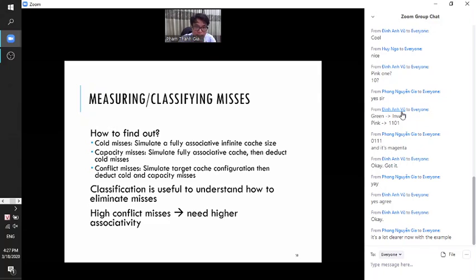To clarify the misses, I think the miss types are in fact not very important. How to find them? We define compulsory misses by simulating a fully associative cache of infinite size. Next, capacity misses are found by simulating the fully associative cache when we deduct the compulsory misses, and conflict misses are found by simulating the target cache when we deduct compulsory and capacity misses.